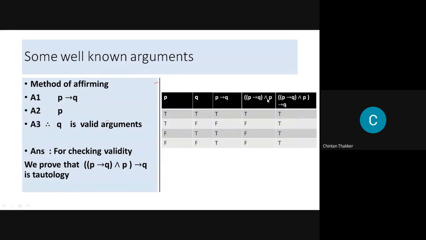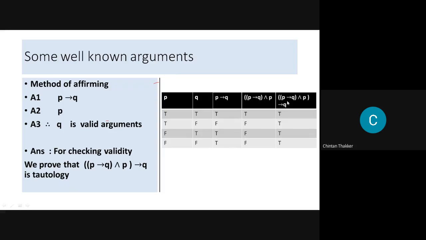Then P implies Q and P. We have to compare the first and third column, and we take the AND statement. Whenever both are true, we write true. If any one is false, we write false. So here, in the second, P implies Q is false, and in the third and fourth, P is false. So these three are false, and the first one is true because both are true.